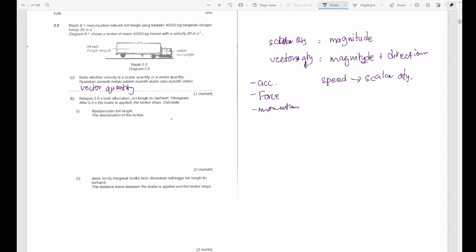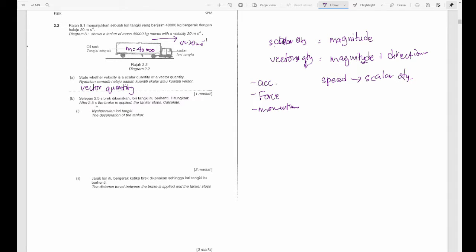Okay, next. After 2.5 seconds, the brake is applied. The tanker stops. Calculate the deceleration of the tanker. So in this question, they ask us to find the deceleration of the tanker. In this kind of question, first take out the information that you have. The first one we have is 40,000 kilogram, and then velocity. You may write this as velocity, V equals 20 meters per second.